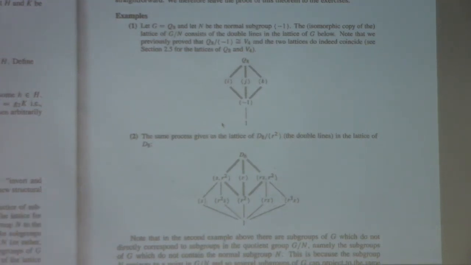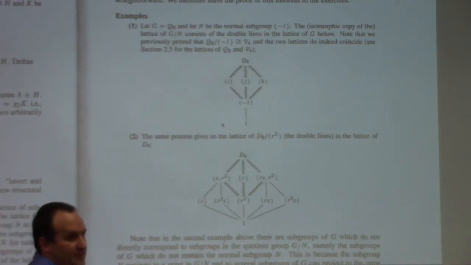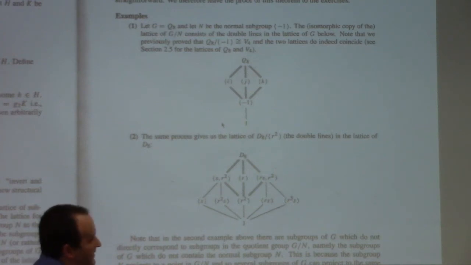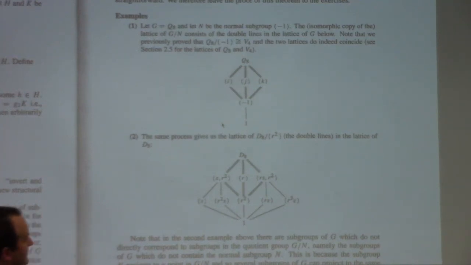So in the Q8 example, is the K the -1? Yeah, -1 is the center, which is the set {1, -1}. That's the center of the quaternion group, which I also call Q8. And yeah, what you're looking at is the full lattice diagram of subgroups for Q8. And you can see the lattice diagram for the factor group of Q8 by -1 by the double lines.